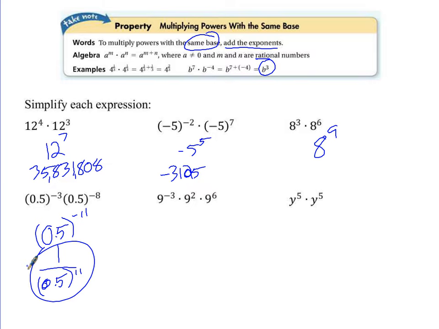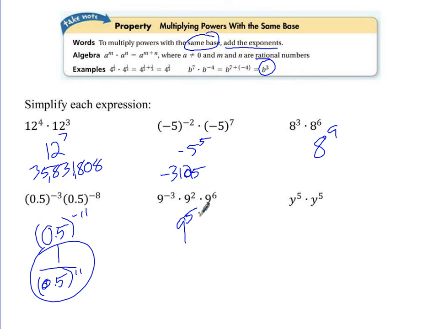What about this one? We got 9 to the -3rd times 9 squared times 9 to the 6th. 9 to the 5th? Yeah, because these are all like bases. They're all 9s on the base, and we're multiplying those together. So that means we just need to add all the exponents up. So we have -3 plus 2 plus 6, which gives you a result of 5. So 9 to the 5th is the answer.